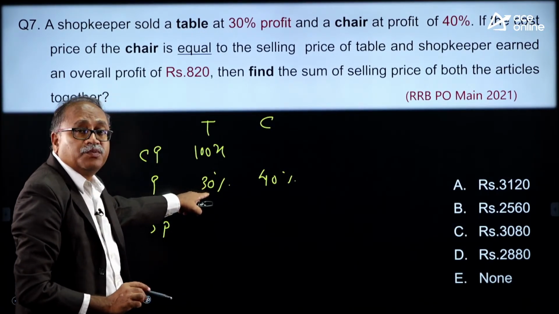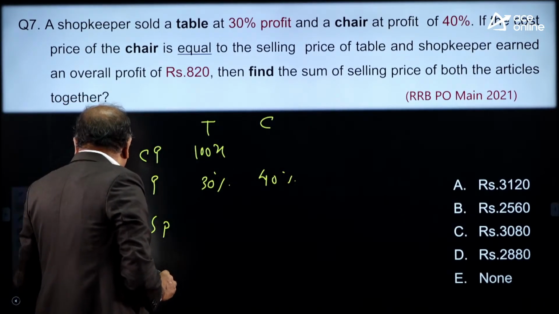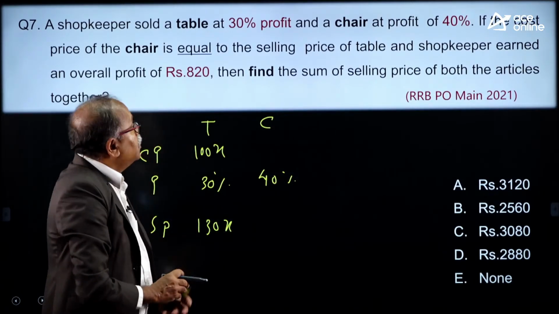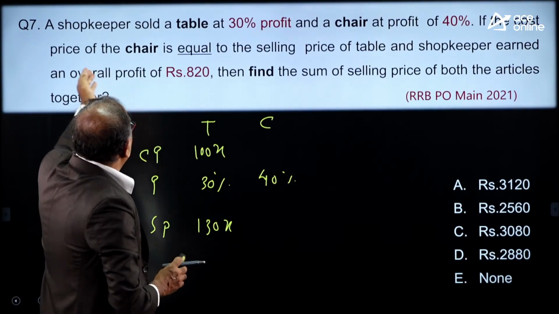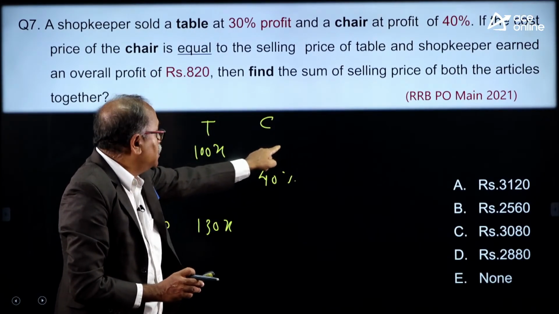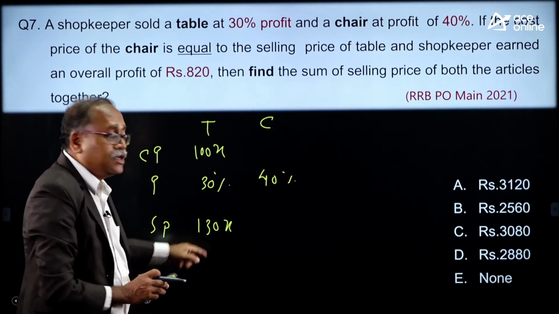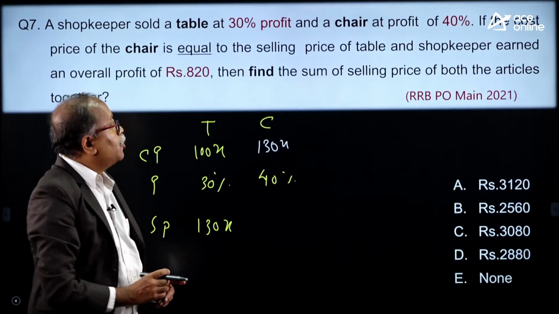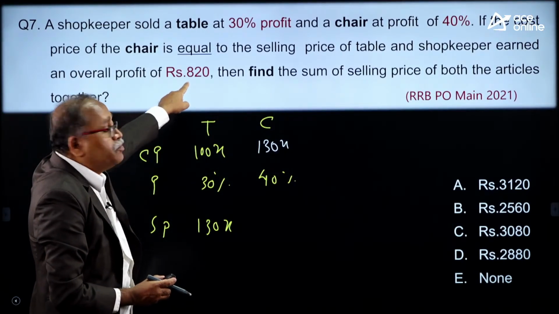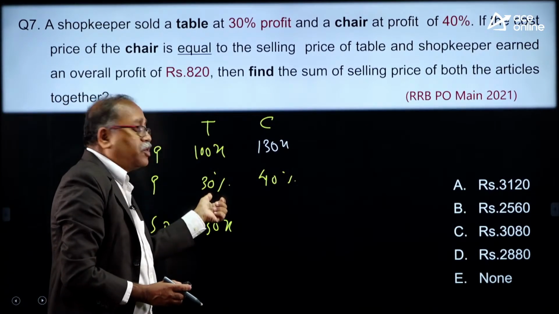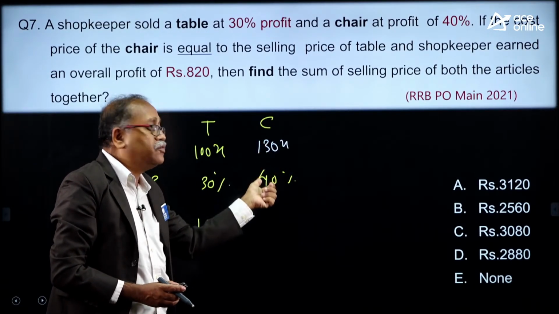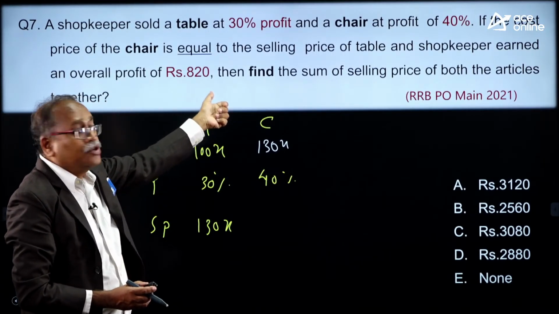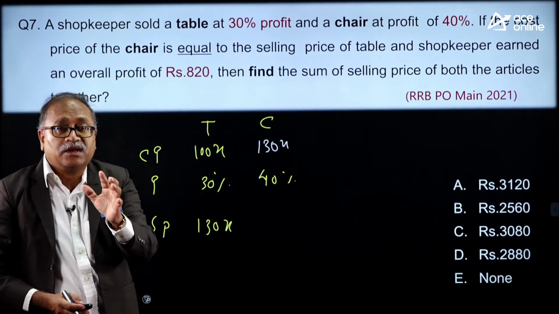Because 30% profit is there, it becomes 130x. And as it is said, the cost price of the chair is equal to the selling price of the table, which is 130x. So, take this value 130x over here. Now, it is said that the overall profit is 820. Here my profit is 30x and here my profit is 40% of 130x, that is 52x. The sum of this is given as 820. You are asked to find the overall selling price.